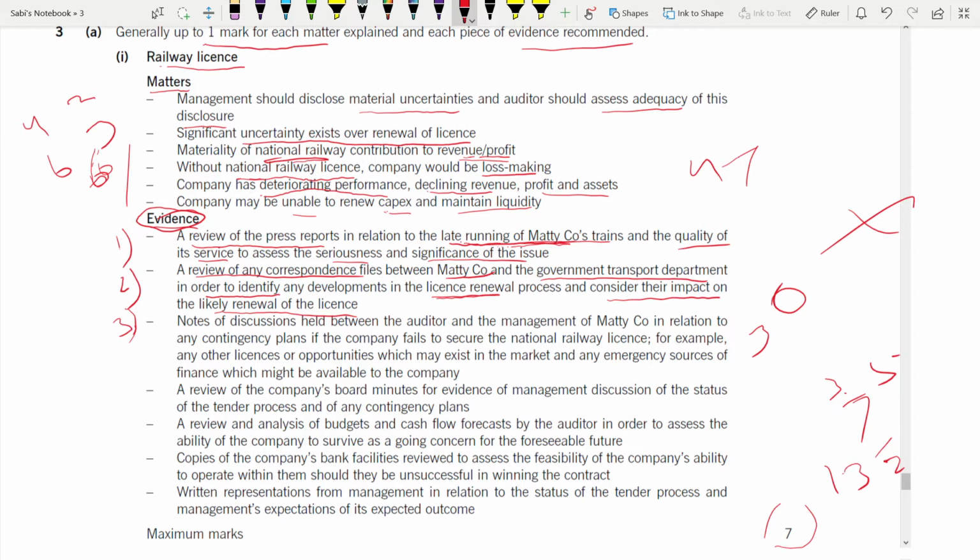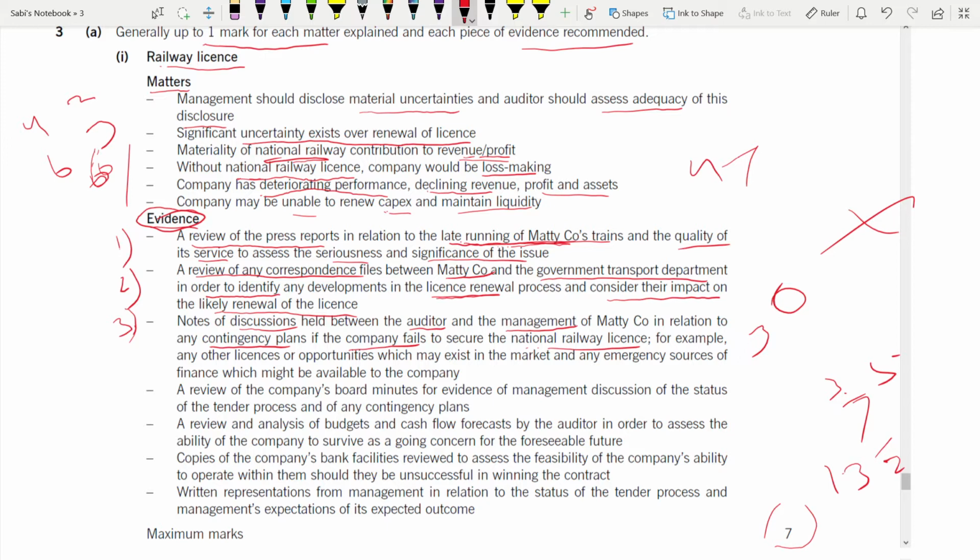So next one is between the auditor and the management. Notes of discussion. What were the discussions that were held between the auditor and the management? Why? In order to identify any contingency plan, if the company fails to secure the national railway license. What are their contingency plans? Do they have it? So that you will get from the discussions with the auditor.